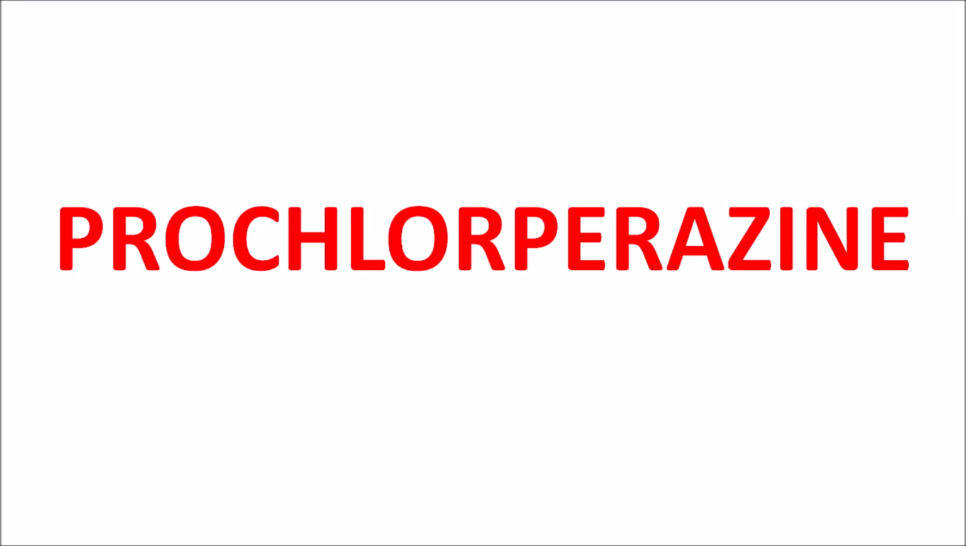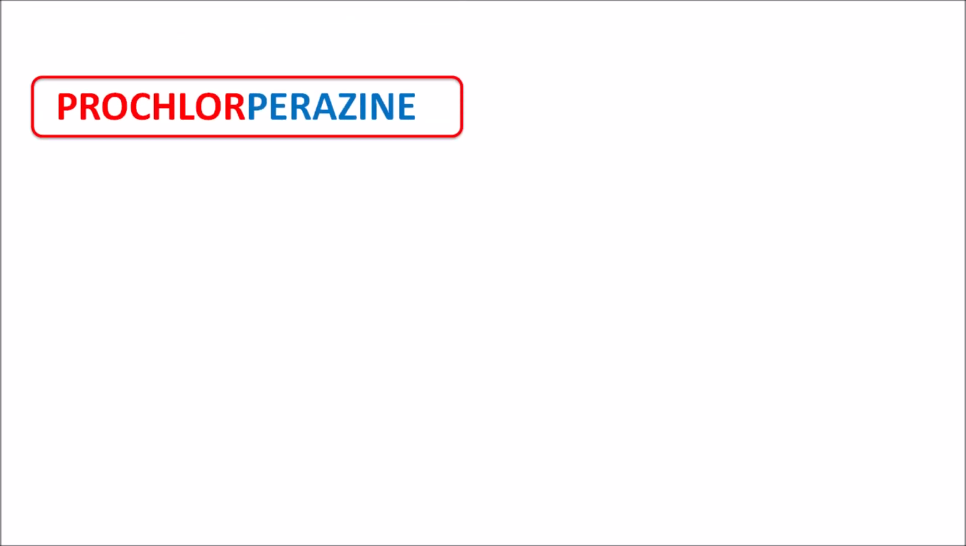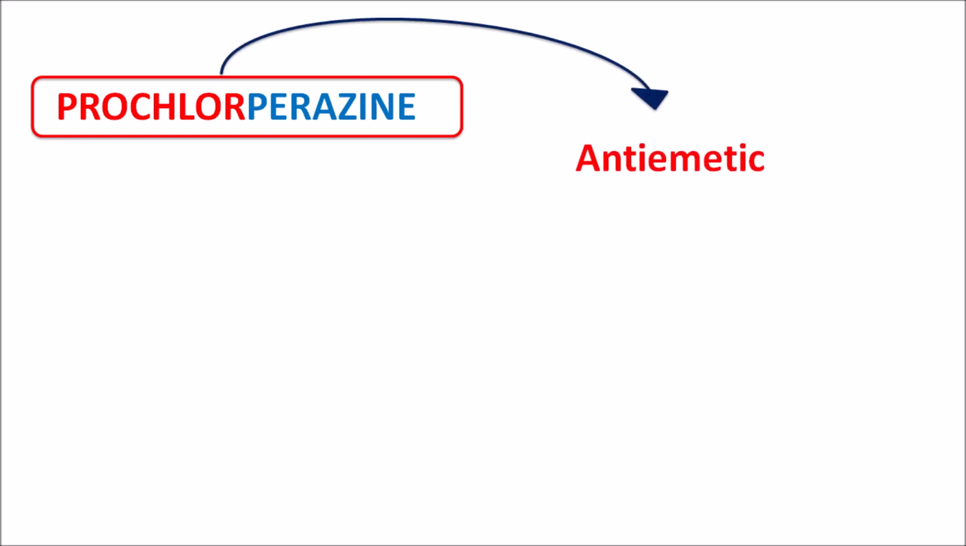Hi everyone. In this video, we will discuss prochlorperazine. What is this drug prochlorperazine? Prochlorperazine is nowadays used as an anti-emetic agent, but the suffix perazine indicates this drug belongs to the phenothiazine category.